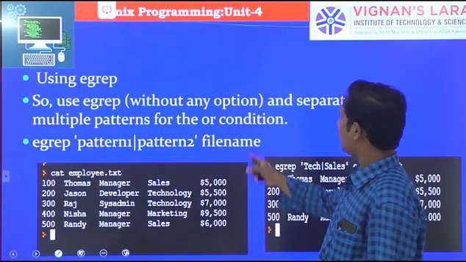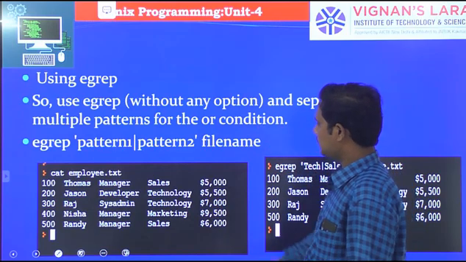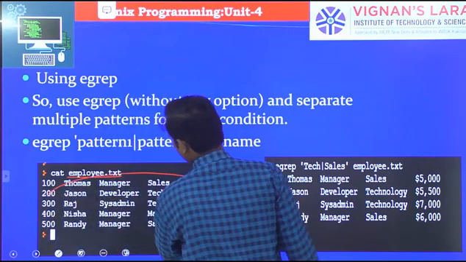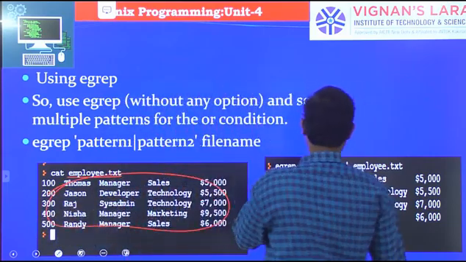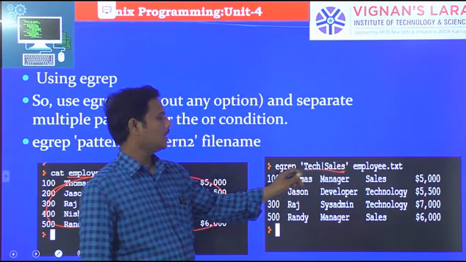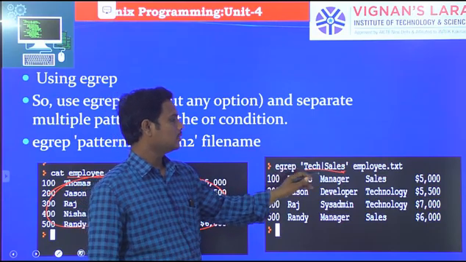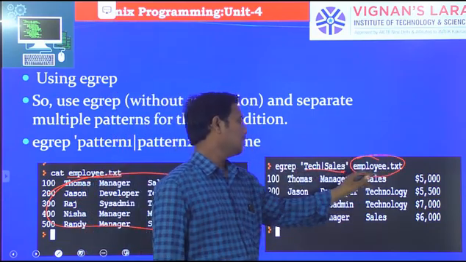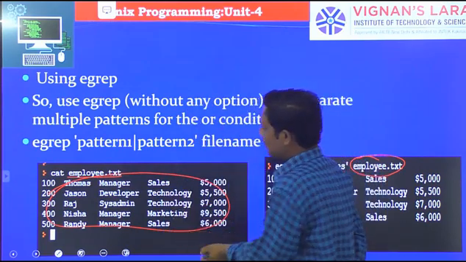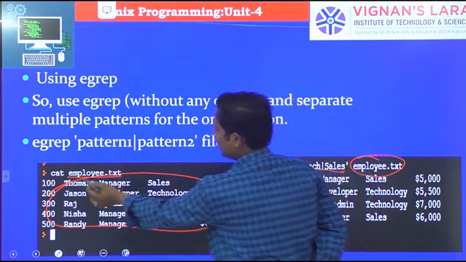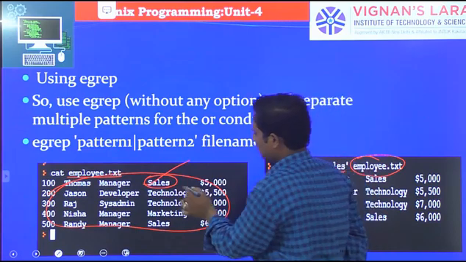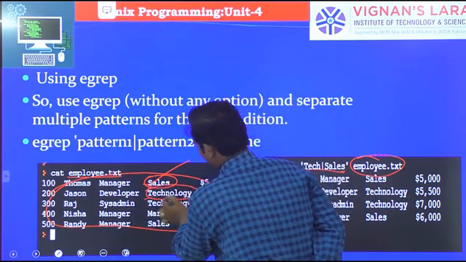Here we are using egrep without any options, just like cat on the file. Employee.txt is the cat file. Suppose you want to search for technology and sales, both patterns. In the file employee.txt, how many lines have technology, and how many have sales? Here technology is there, here sales is there.